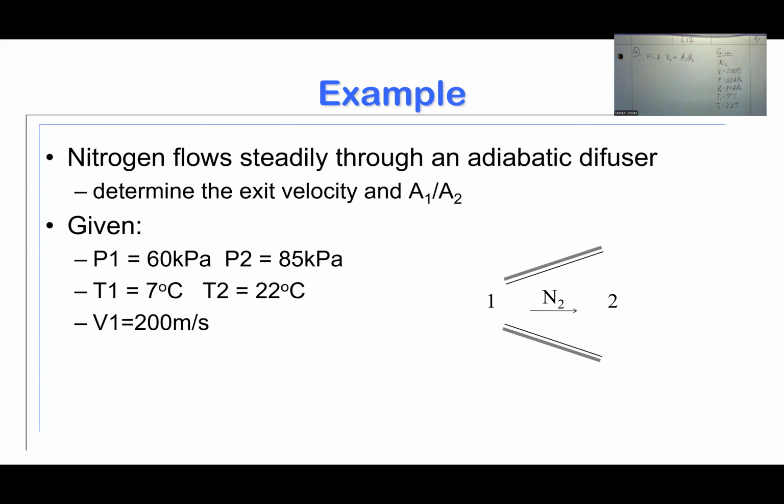Let's move on to the next example, shall we? So here we've got nitrogen flowing through a diffuser, and they're asking for the exit velocity and the ratio of areas. They've given us the inlet pressure, inlet temperature, exit temperature, and the inlet speed.